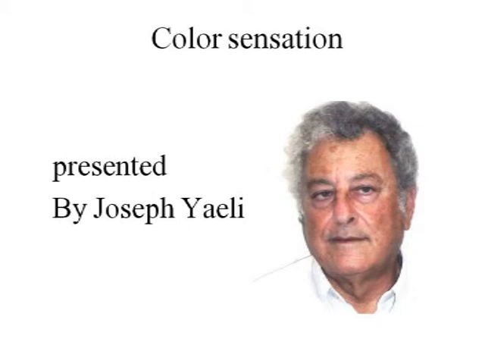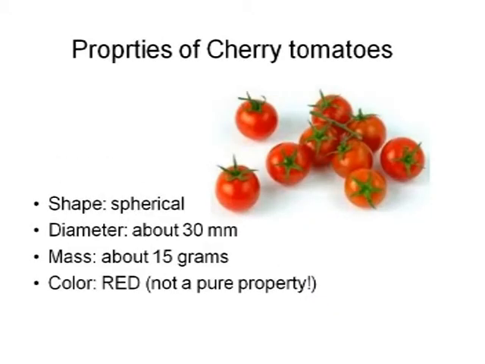Color sensation. When we view objects, we attribute to them properties which characterize them. For instance, an ordinary person would say of the cherry tomatoes which we see in the picture as follows.